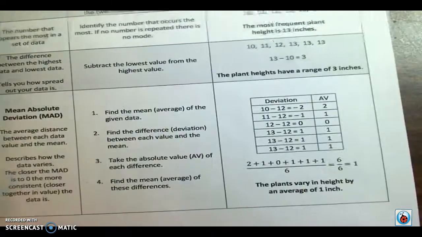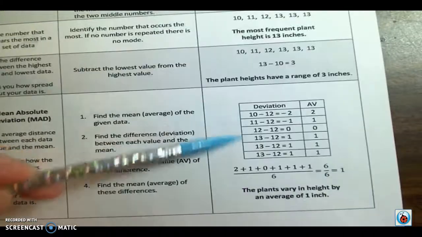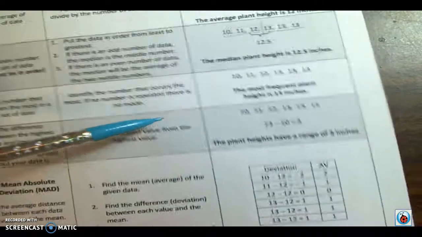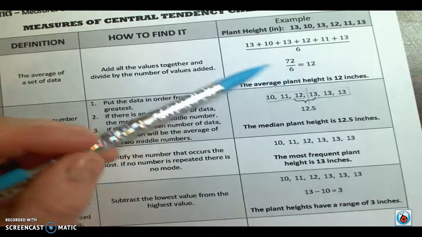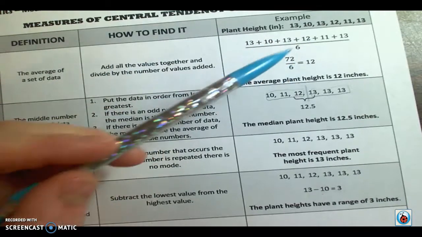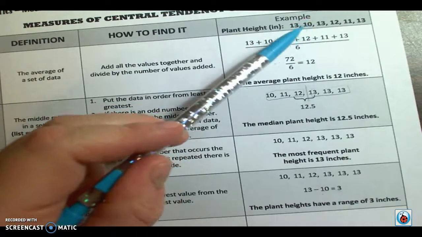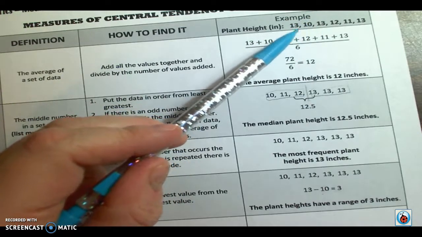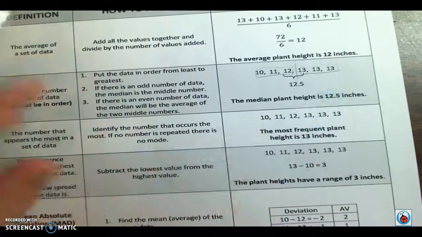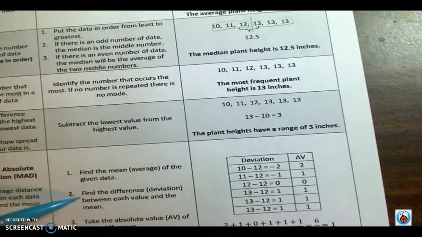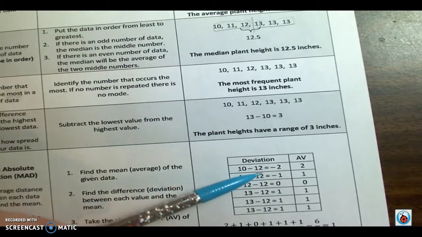Okay? So here in our example from the plant, remember the example, that was our data. So we're going to find the average. Well, we did that up here in the first one. We found that the average was 12. So that was our first step. So the average plant height was 12. Well, we want to see what's the average that the data deviates from the average? Okay? So how far off are they on average? So you're going to find the difference, which is the deviation. So how far away is each data from the average?